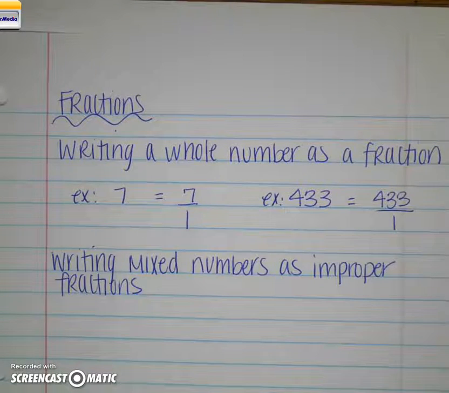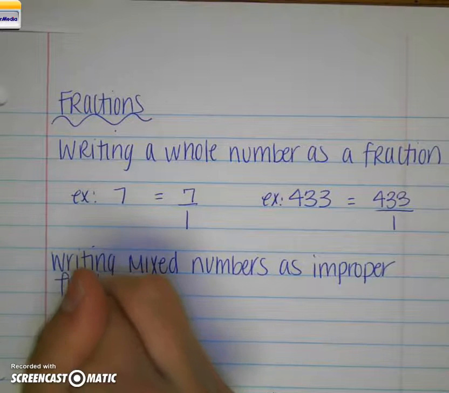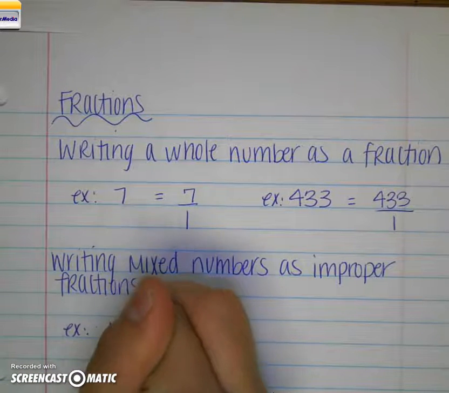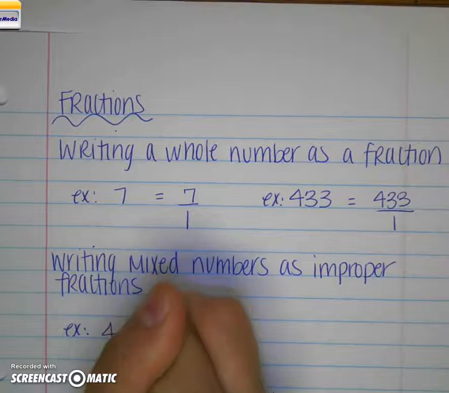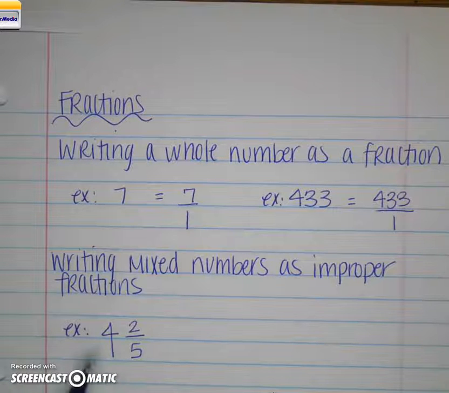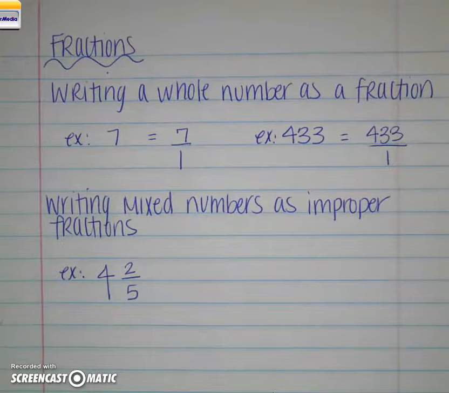Okay, so the next thing we're going to talk about is how to write a mixed number as an improper fraction. Now, a mixed number is a mix of a whole number and a fraction. For example, let's say you have 4 and how about 2/5. So you have a combination of a whole number and a fraction. That's what we call a mixed number. It's a mix of the two.